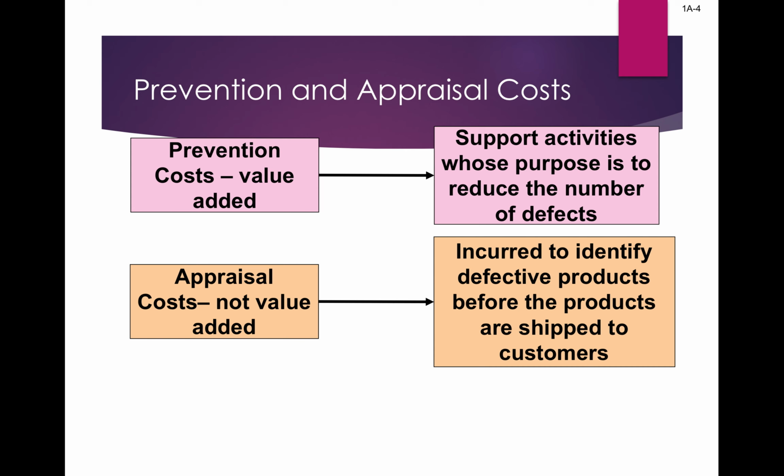For instance, building a new system that can catch errors before they occur would be a prevention cost. Appraisal cost is not value added. That would be someone that is testing or involved in trying to find failure. So the failure has already occurred and they're trying to find it, whereas a prevention cost might be a new system that we're building that can prevent an error from occurring in the production process.